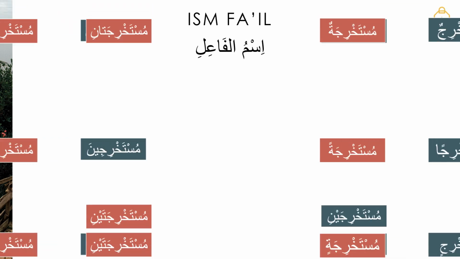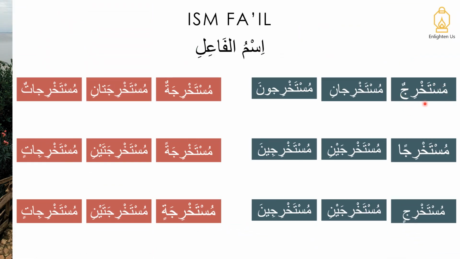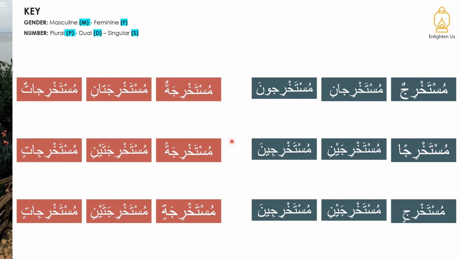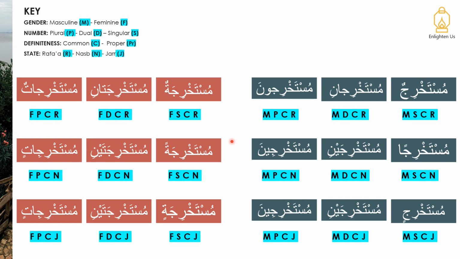So the word that we're expanding on is mustakhrijun. So mustakhrijun, mustakhrijan, mustakhrijin, mustakhrijani, mustakhrijaini, mustakhrijuna, mustakhrijina, and the feminine mustakhrijatun, mustakhrijatan, mustakhrijatin, mustakhrijatani, mustakhrijataini, mustakhrijatun, mustakhrijatin. And as we've seen in previous lessons, each of these is an expression of the same word, but in the various characteristics of the ism.